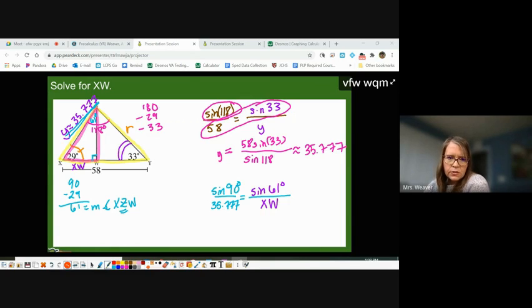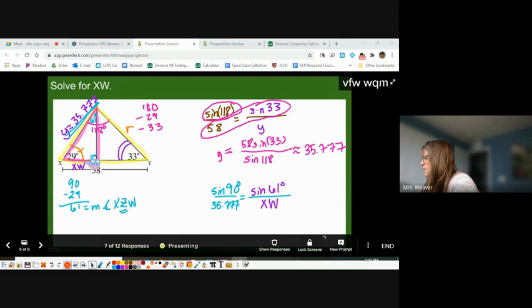Sine of 90 is to 35.777 as the sine of 61 is to XW.